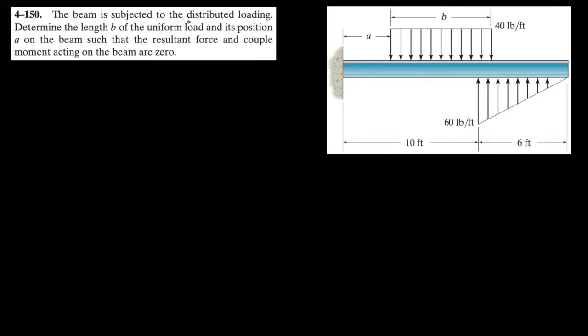The question states the beam is subjected to distributed loading. Determine the length B of the uniform load and its position A on the beam such that the resultant force and the couple moment acting on the beam is 0. So basically what this part of the question is saying is calculate these values such that the system is in equilibrium. So let's write that down.